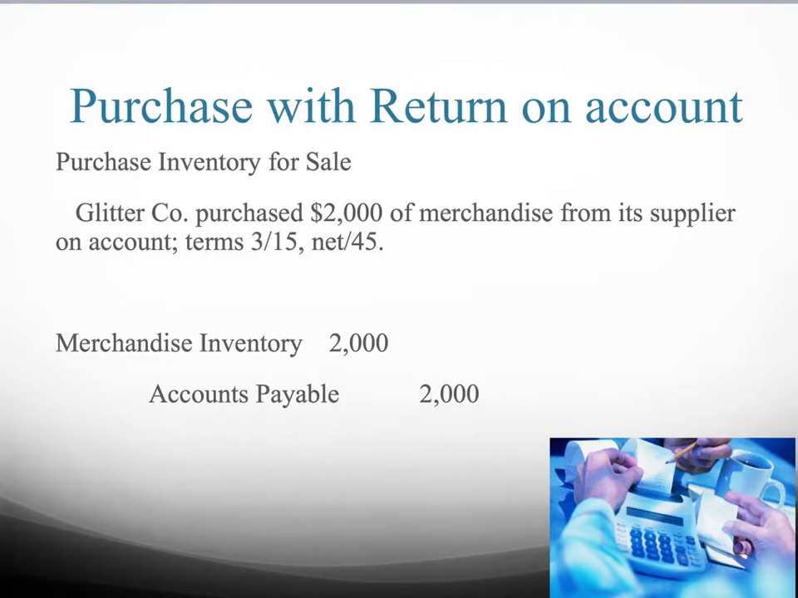Now let's take a look at an example of a purchase with return on account. Glitter Company purchased $2,000 of merchandise from its supplier on account, terms 3/15, net 45. Now remember, 3/15, net 45 is that we can have a 3% discount if we pay in 15 days, or we pay the full amount in 45 days. We're going to record the purchase. That's our first step. Merchandise inventory is what we get. That's our debit, $2,000. And our credit goes to accounts payable. We're buying this on account.